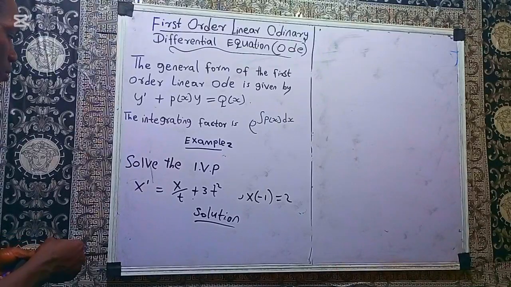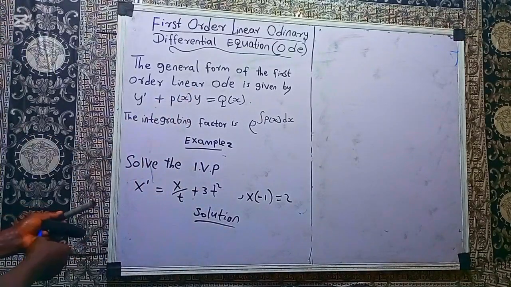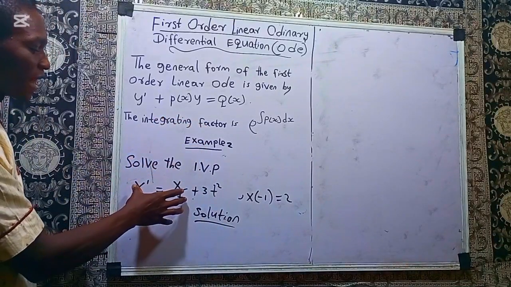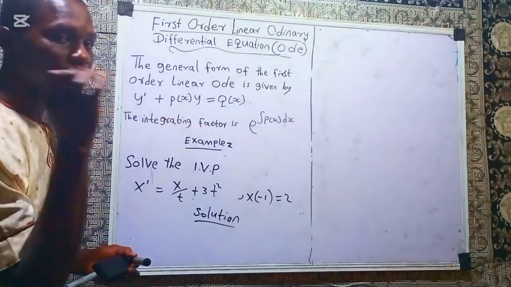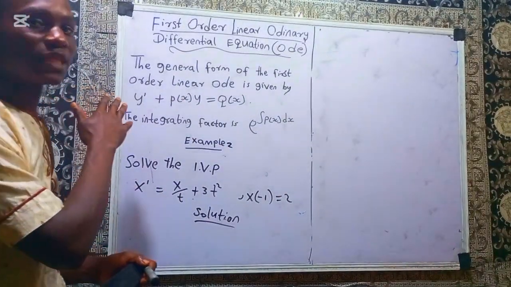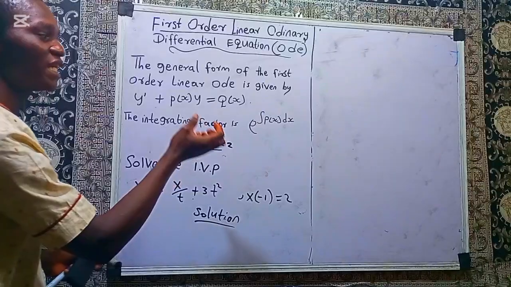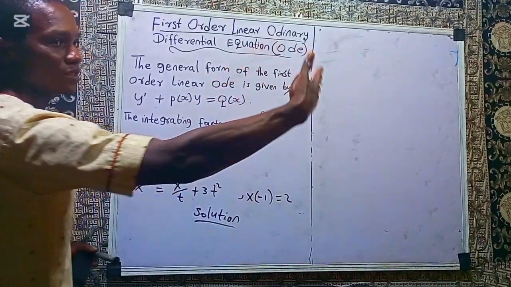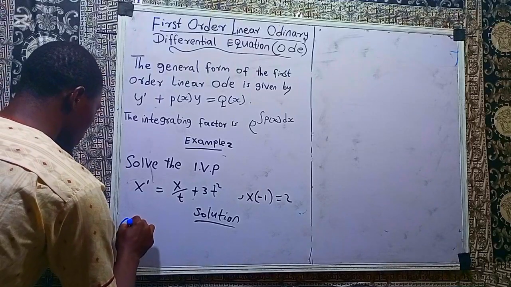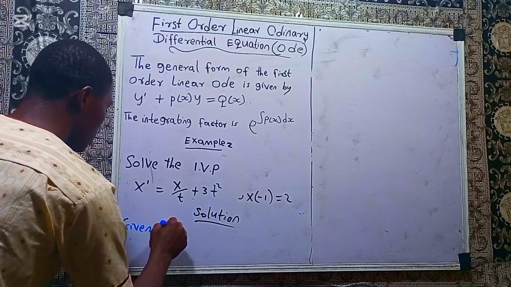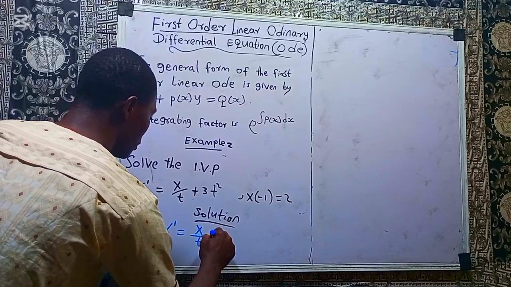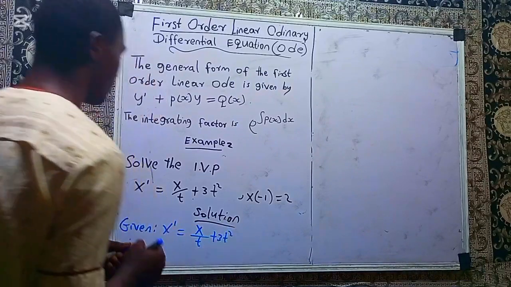Now look at the format here. The term having the dependent variable should be at the left hand side. Then the function of the independent alone should be at the right hand side. So let's write down the equation given to us. Given x prime equals x divided by t plus 3t squared.